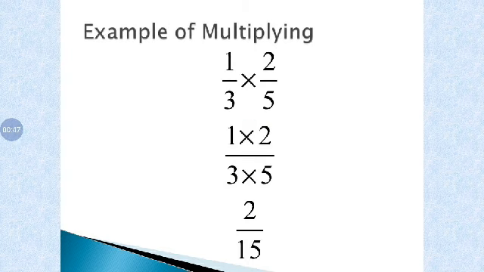Example of multiplying 1 by 3 into 2 by 5. So the first step is to multiply the numerators. 1 times 2 is 2. The second step is to multiply the denominators. 3 times 5 is 15. So we get the answer 2 by 15.